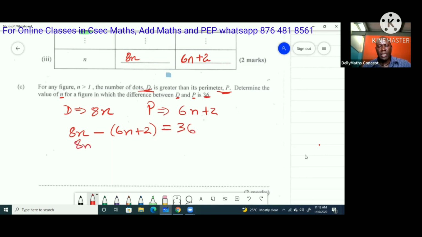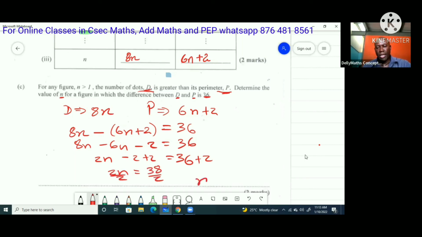So we have 8n minus 6n minus 2 is equal to 36. This is 2, 8n minus 6n, that's 2n. Minus 2, we're going to be adding 2 to both sides. So we have 2n is equal to 38, and if we divide this by 2, n is equal to 19. So what we're saying, the 19th term would have given that.